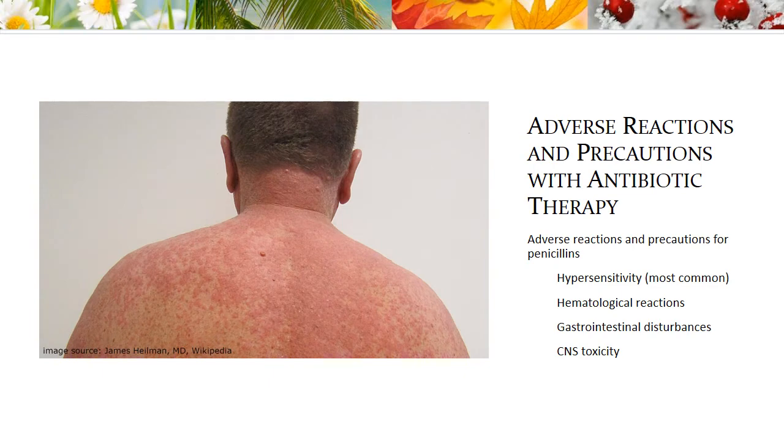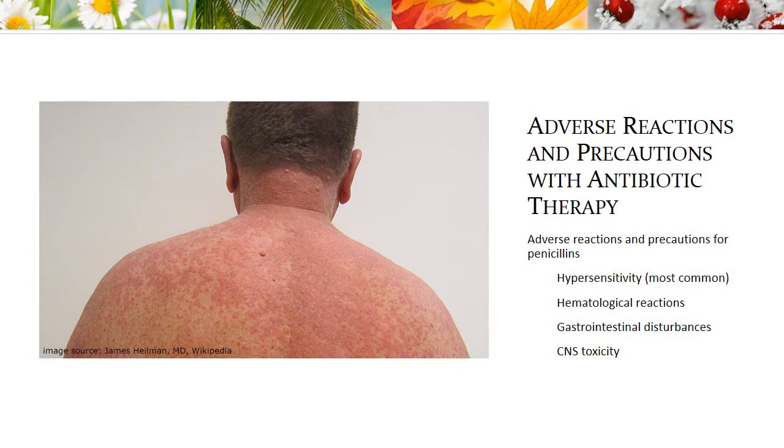Adverse reactions and precautions with antibiotic therapy. The most common adverse reaction to penicillin is hypersensitivity. Approximately 3 to 10% of the population is allergic to penicillin, and reactions can vary from a mild rash, as pictured here, to life-threatening anaphylaxis where they stop breathing. Patients allergic to a penicillin could be allergic to all classes, including cephalosporins and carbapenems.